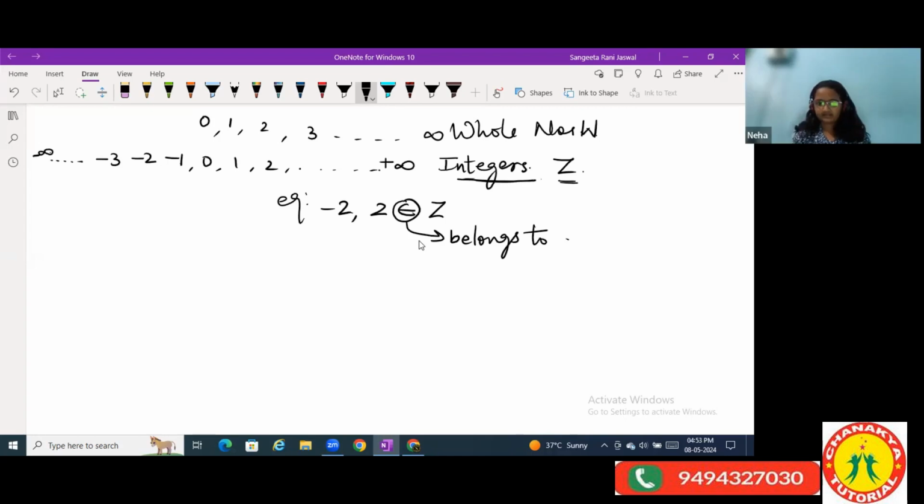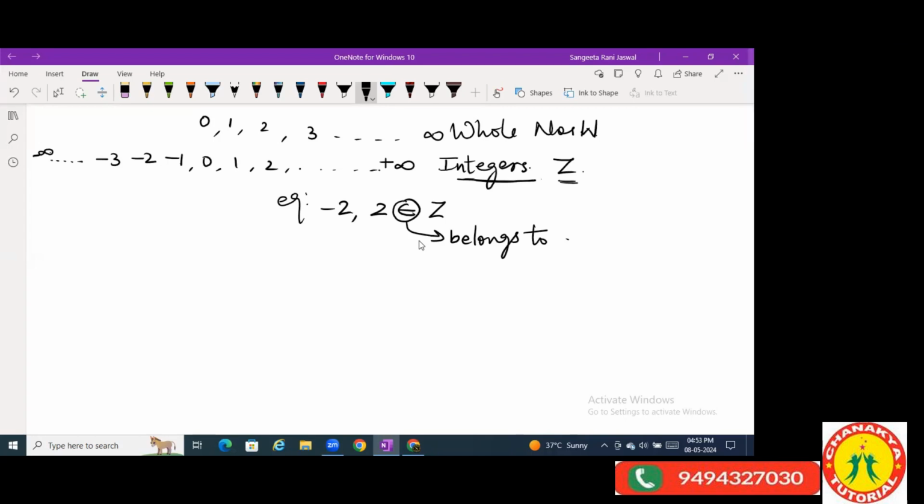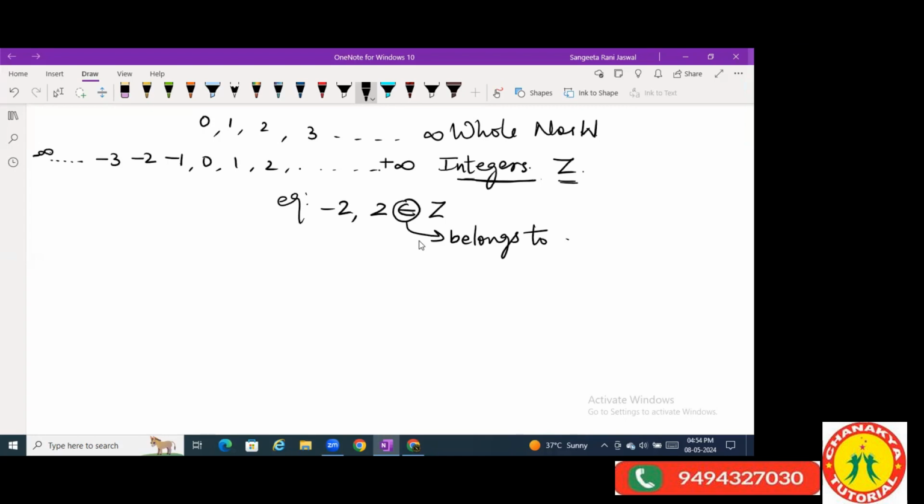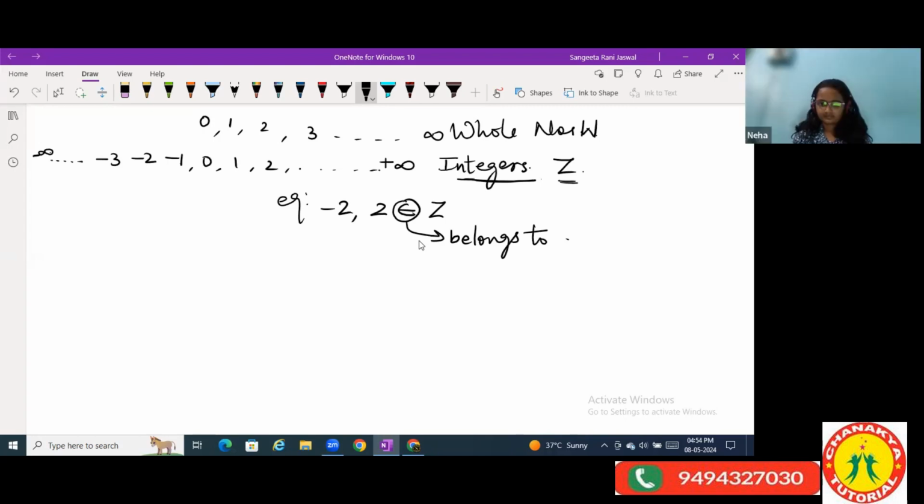I have just given an example. Suppose I say minus 2 belongs to the set of integers. That means minus 2 belongs to that set which has all positive numbers and all negative numbers. This is what it means.